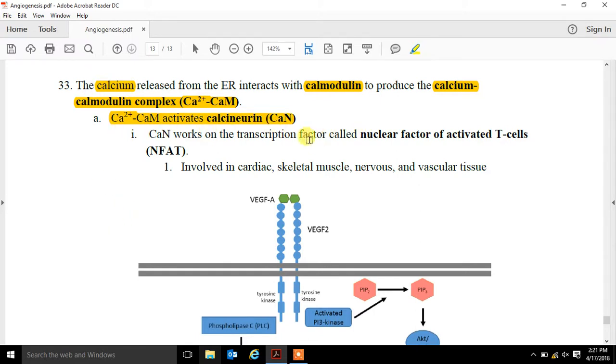And the calcineurin works on the transcription factor NFAT, or nuclear factor of activated T cells. This is important because this particular pathway we know is going to be involved in cardiac muscle, skeletal muscle, nervous and vascular tissue. And therefore is likely going to play a pretty key role in the exercise adaptations. Not just in skeletal muscle, but we kind of like good capillary density in cardiac muscle as well. So this is an important pathway.